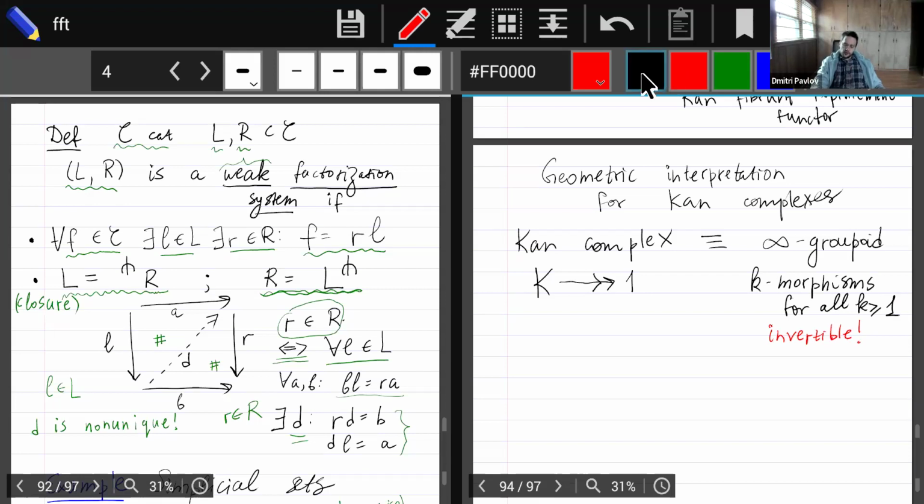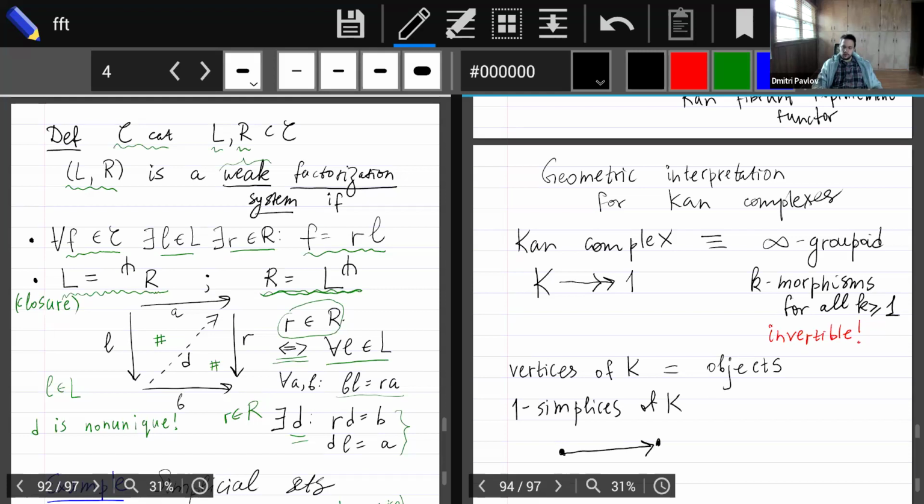Let me now explain how to interpret a Kan complex as an infinity groupoid. So let's say K is a Kan complex, and elements, so vertices of K, we interpret as objects. One-simplices: so here is a one-simplex. Well, let's say the two vertices will be x and y, and the one-simplex itself is sigma. We interpret such a one-simplex as a one-morphism. It will be a one-morphism from x to y.